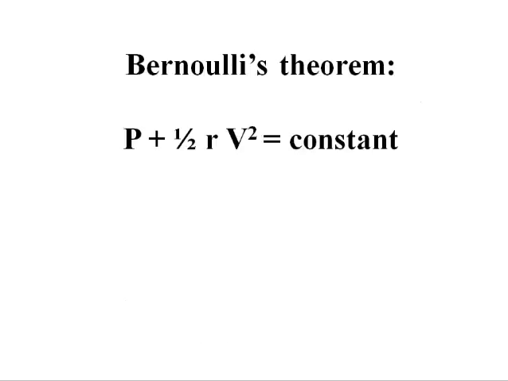Now, Bernoulli was the first to formalize this relationship in this equation, where static pressure plus half rho, a constant related to the density of the material through which the airfoil is moving, times velocity squared equals a constant. Well, what does that mean?